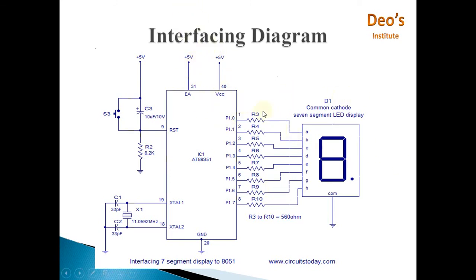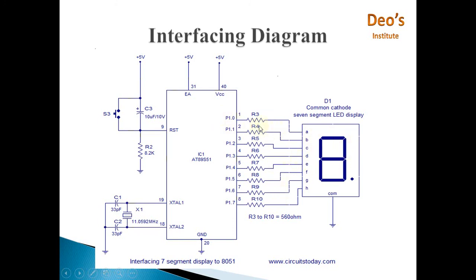Our major attention is in this area. Here we can see port 1. The 8 lines of port 1 are connected to the A, B, C, D, E, F, G, H inputs of the LED respectively. Here the common cathode type of 7 segment display is considered. So negative terminals are connected to common and the common end is connected to ground. That's why when 1 is sent on this pin, LED A will glow. If 1 is sent on this pin, LED B will glow. Likewise, you can turn LEDs on and off.